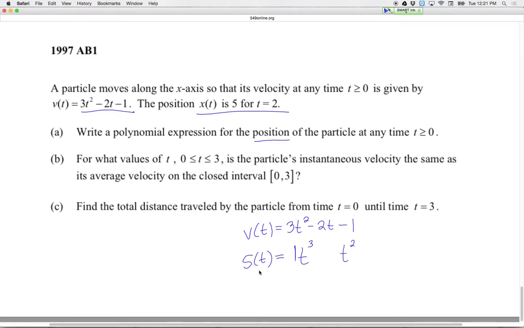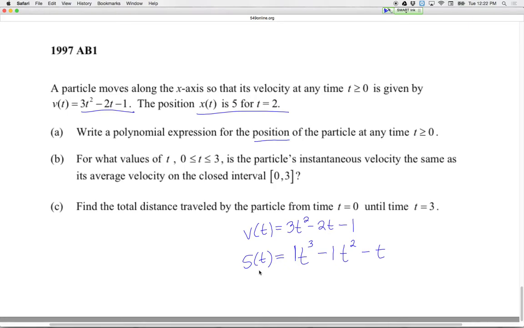T squared. Divide by the new exponent. Does that make sense? Is the derivative of negative t squared negative 2t? All right, what about a constant? What would you have got this from? Minus t.